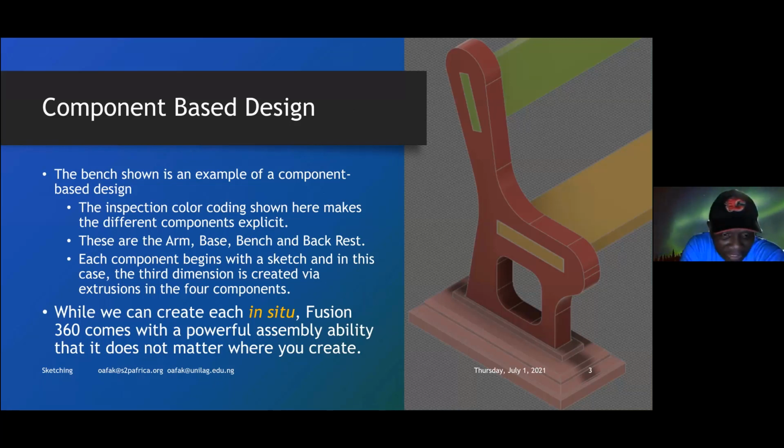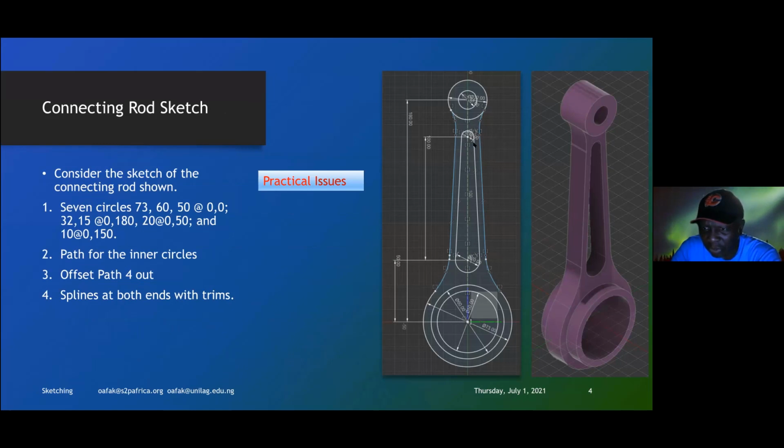In this case, today we are not going to use extrusion, but we use some other ability to create the third dimension. And then we looked at a connecting rod, to show you how we can use 7 circles. Just do 7 circles and then begin to do tangents to them and do some trimming and offsetting and several things to get this.